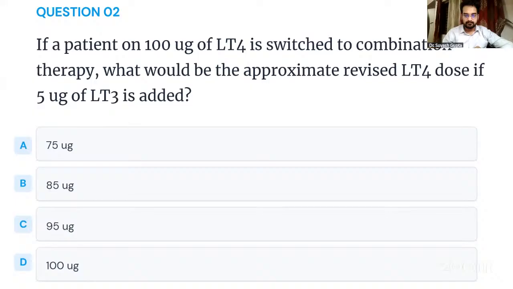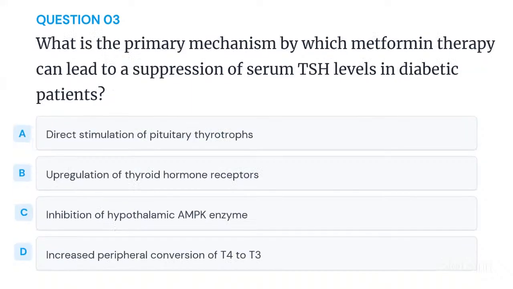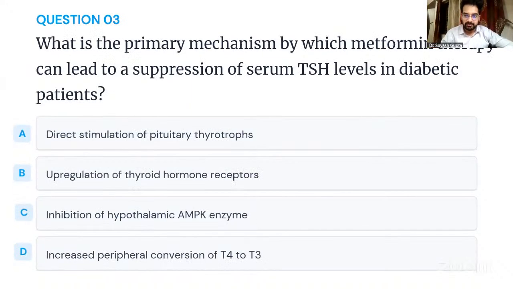So next question, sir. What is the primary mechanism by which metformin therapy can lead to a suppression of serum TSH levels in diabetic patients? A. Direct stimulation of pituitary thyrotrophs. B. Upregulation of thyroid hormone receptors. C. Inhibition of hypothalamic AMP kinase enzyme. Or D. Increased peripheral conversion of T4 to T3.